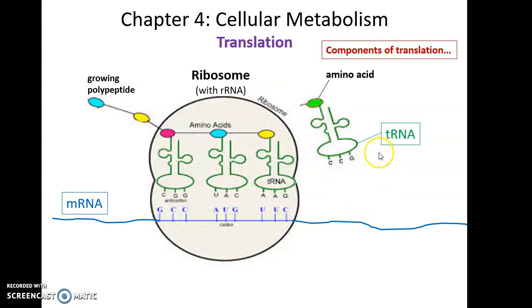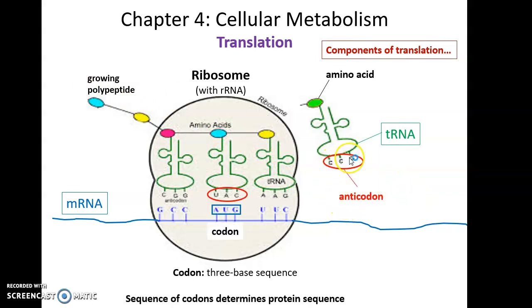And the way the system makes sure that the correct amino acid is brought is that the tRNA has a 3 nucleotide sequence called an anticodon that needs to complementary base pair with the codon. And that way, only the correct tRNA is able to base pair and bring in the correct amino acid. The amino acid is connected to the growing polypeptide. So again, the anticodon must complementary base pair with the codon. So UAC in the tRNA is base pairing with AUG in the messenger RNA. Sequence of codons determines protein sequence.